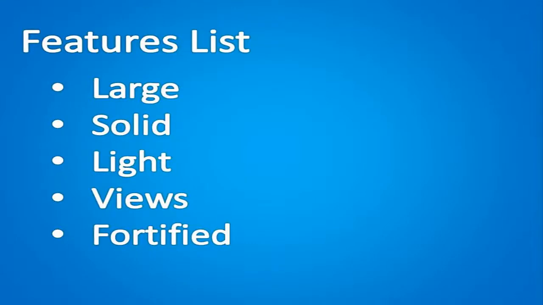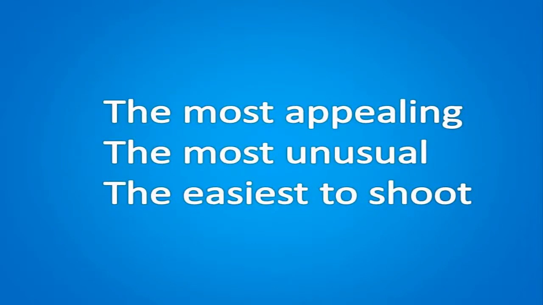We take our list of features and put them in order of preference. The order of preference is based on things like the most appealing feature, the most unusual, the easiest to shoot. Now you are looking for the sizzle to sell the steak.